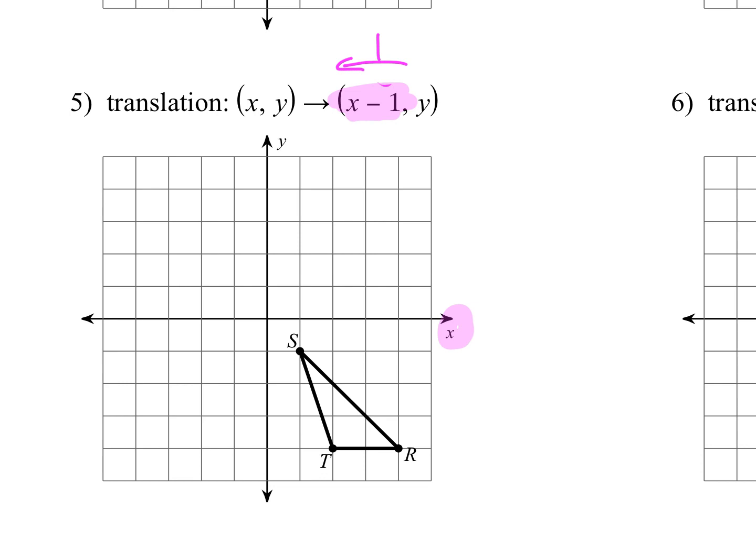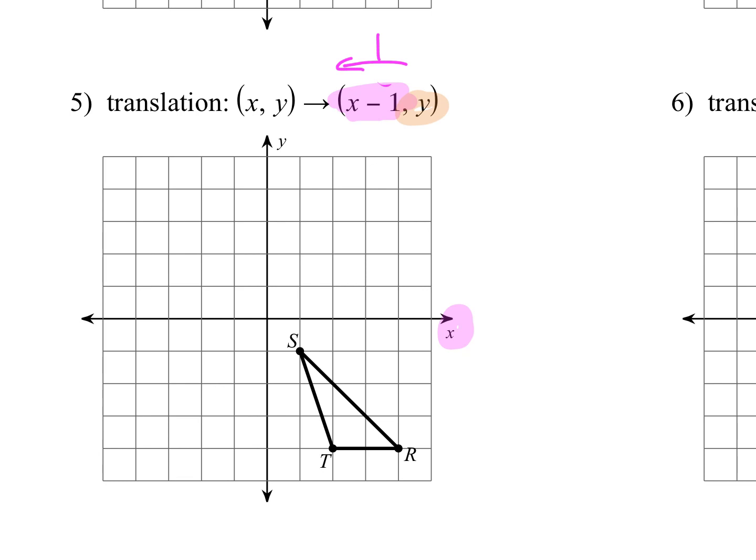Okay, so you're still just translating. It's just that it's telling you how to translate in a different way. And then since the y coordinate remains unchanged, you're not going to do anything. All you're going to do is shift it to the left. You're not going to shift it up or down. That y coordinate does not change, so it's going to stay put.